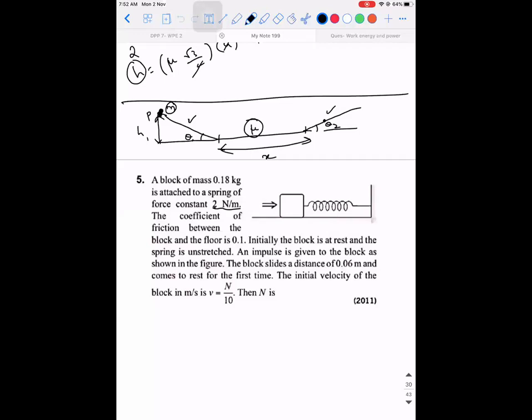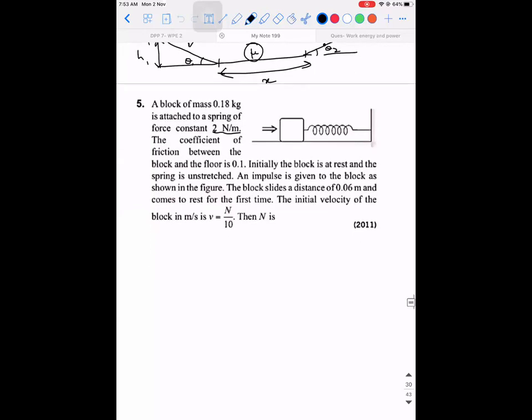From the given data, we can find the work done by friction and then the potential energy of the spring. One minute. See, when you're applying the work energy theorem, don't bring in the word energy. The left hand side should not have energy. So how you're thinking is actually right. Can you repeat it again?